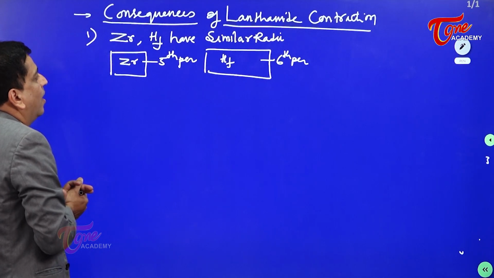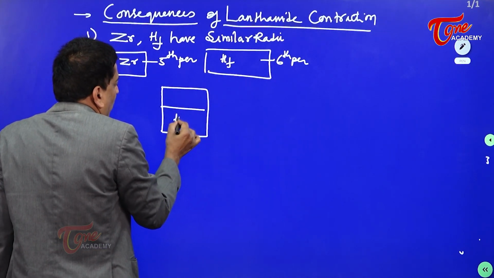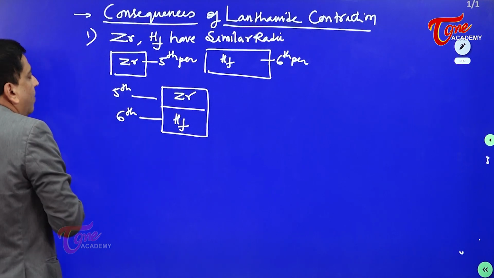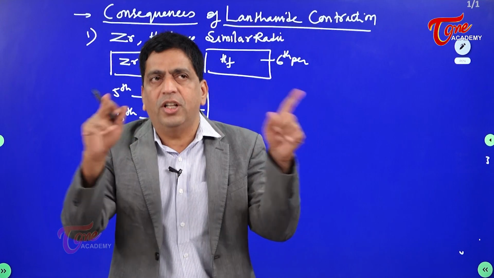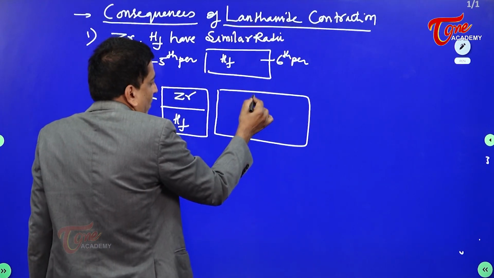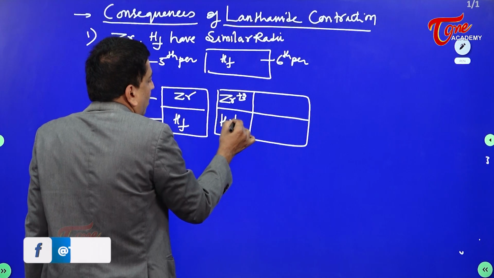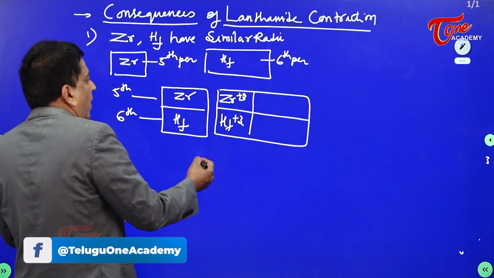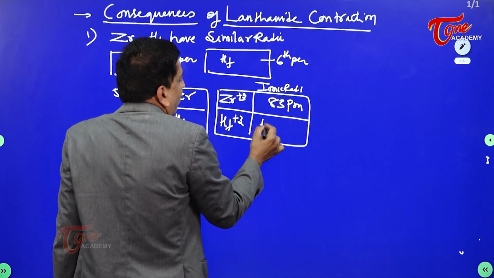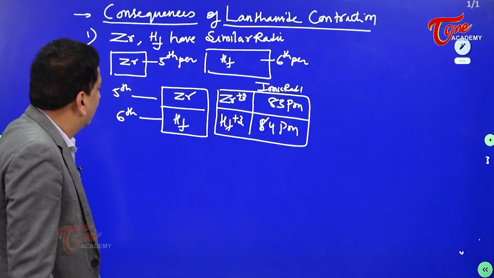Corresponding zirconium and hafnium are one above the other and their placements are somewhat like this. This is hafnium, this is zirconium, and this is the 6th period, this is the 5th period. Corresponding elements. If you look into the periodic table, you will get to know. If you look into the ionic radii of zirconium plus 3 and hafnium plus 3, this is 83 picometers and this is 84 picometers. So you can see the ionic radii hardly changing for zirconium and hafnium.